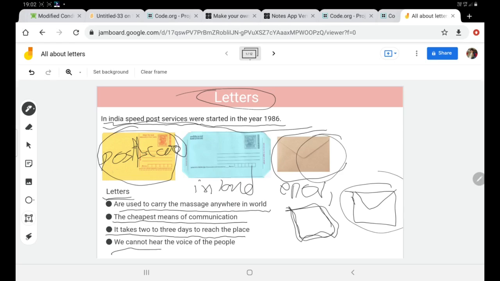and we cannot hear the voice of the people. Like you are using mobile phones and telephones now, so you can hear the voice of the people. But in these letters, in these envelopes, we will write a letter and the receiver has to read the letter. So we cannot hear the voice of the people. You can only hear the voice on the telephone and the mobile phones, like that.